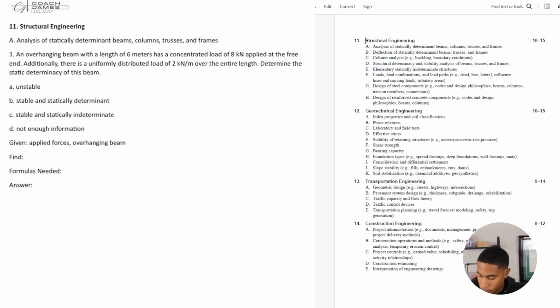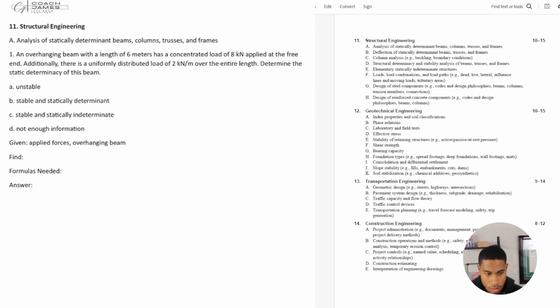Number one says an overhanging beam with a length of 6 meters has a concentrated load of 8 kilonewtons applied at the free end. Additionally, there is a uniformly distributed load of 2 kilonewtons per meter over the entire length. Determine the static determinacy of this beam.